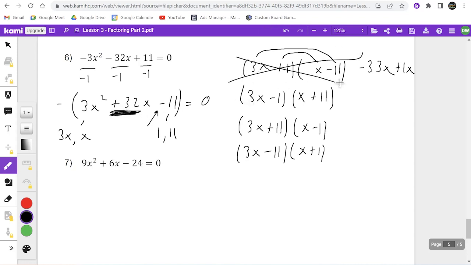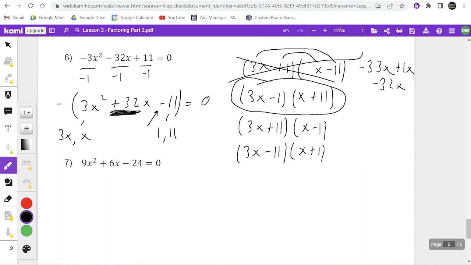In other words, this one's wrong. The good news is, since I had negative 32x and I wanted positive 32, I know the version where I flip the signs will work. I know this version is going to be the right one because I flipped the signs. If you don't believe me, you can FOIL it. You will get positive 32 in the middle.